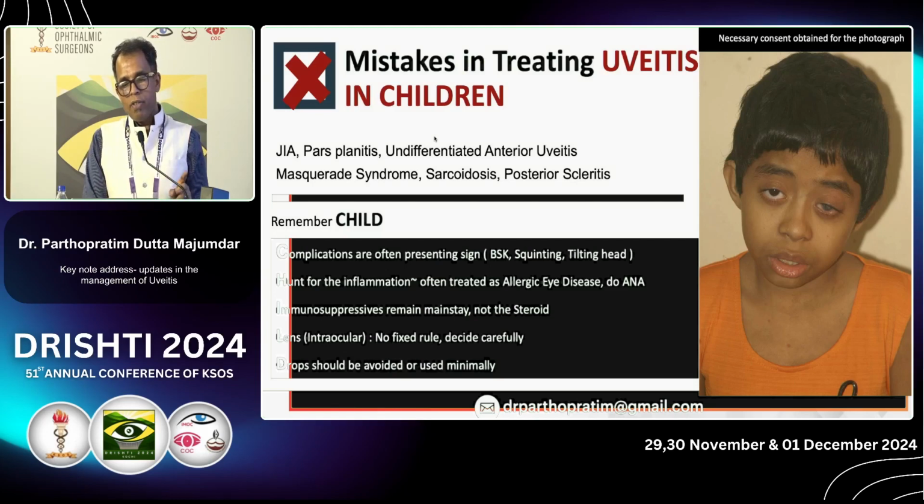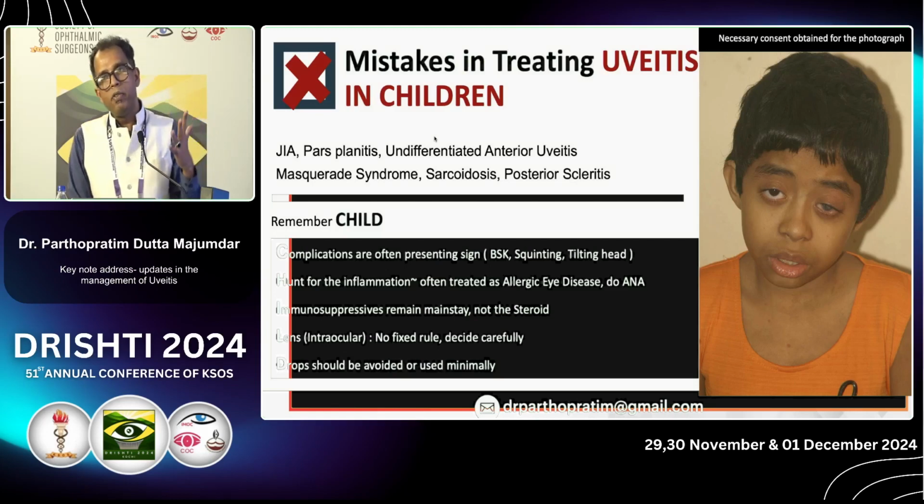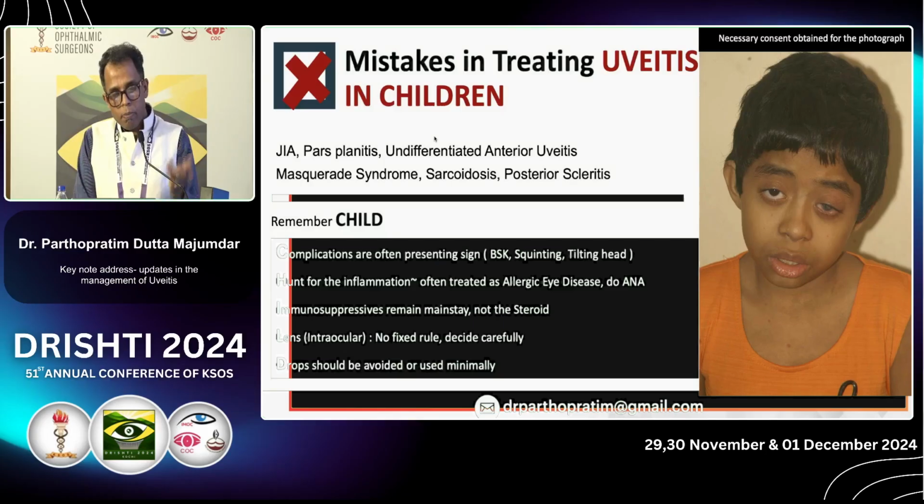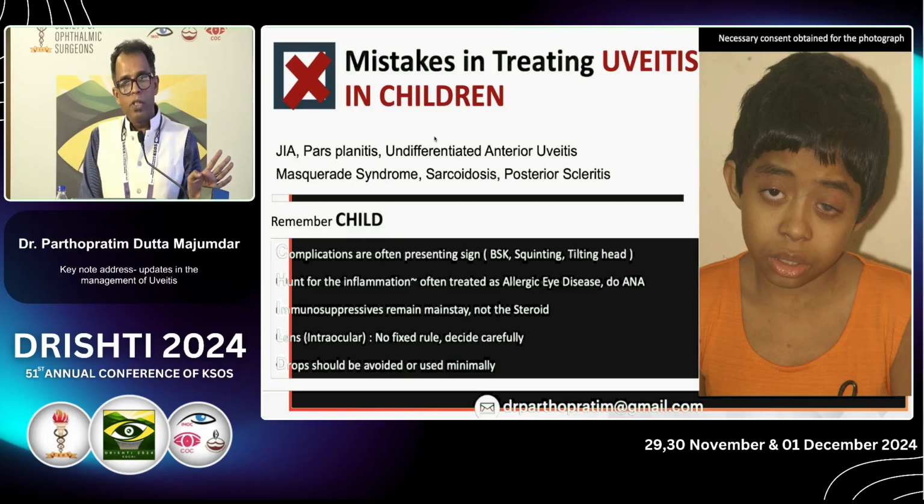Hunt for the inflammation. JIA is a white eye uveitis, so it is often treated as an allergic disease. So you have to sometimes take them for examination under general anesthesia. Immunosuppressives remain the mainstay. Don't treat children with uveitis with topical steroid. Steroid drops are not for children. Always you have to rely on the immunosuppressive.